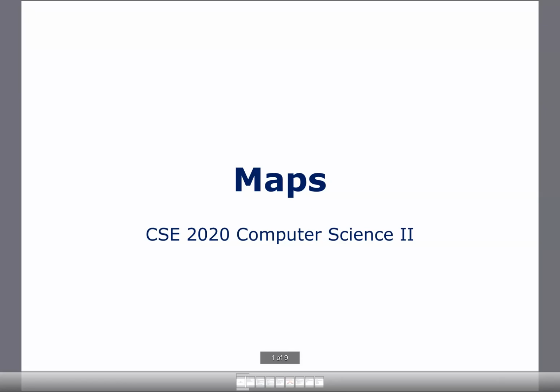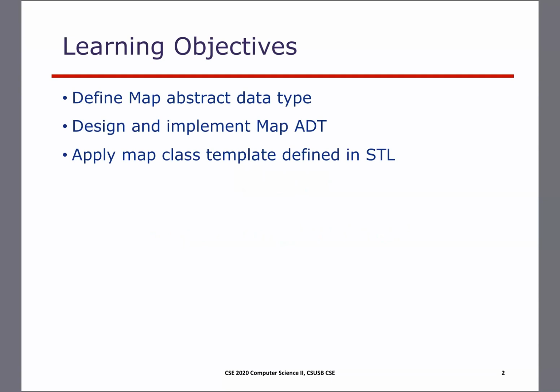In this video, we will talk about map abstract data type and its implementation. This is the second topic of Module 8. The learning objective of this topic is to define map abstract data type and design and implement map abstract data type. Apply map class template defined in STL.